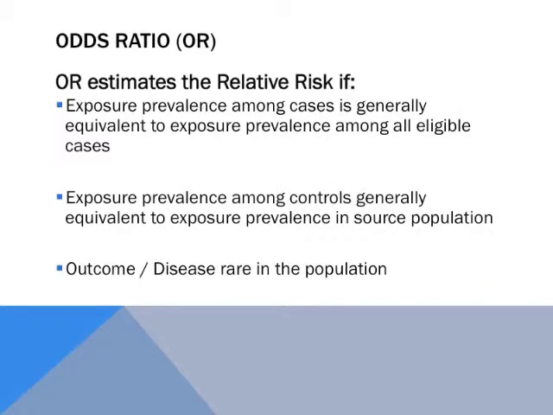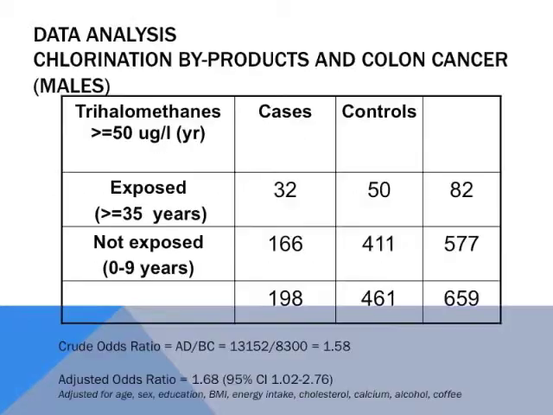In a case-control study, the odds ratio can estimate the relative risk if the exposure prevalence among cases is generally equivalent to exposure prevalence among all eligible cases, if the exposure prevalence among controls is generally equivalent to exposure prevalence in the source population, and if the outcome disease is rare in the population.